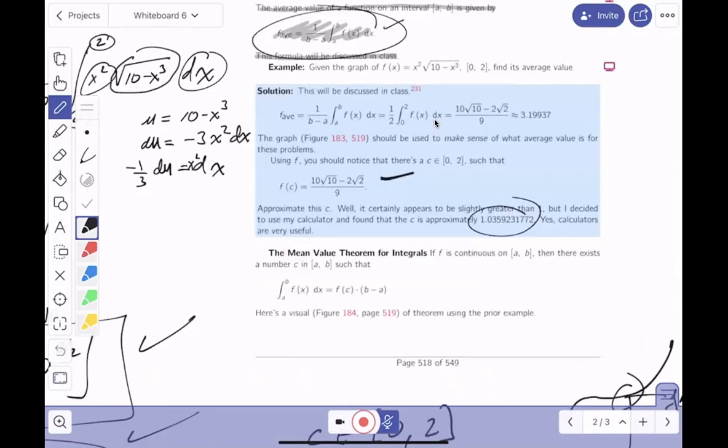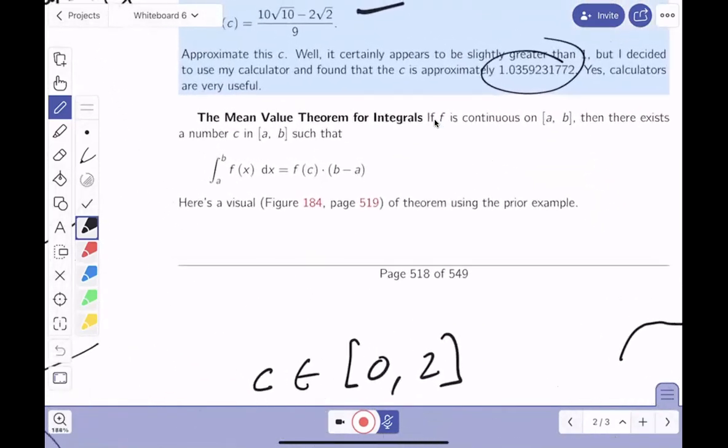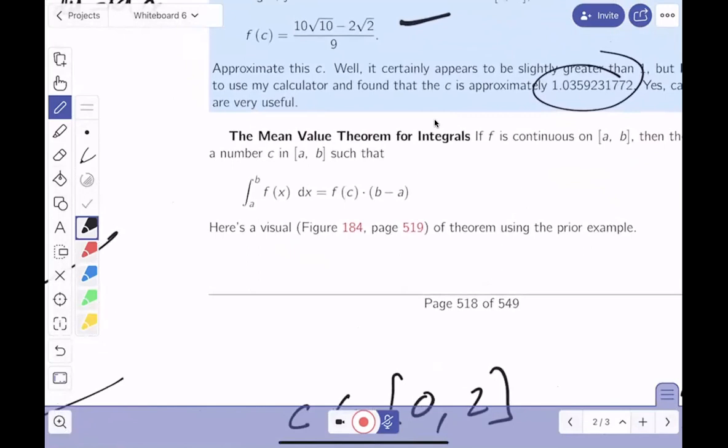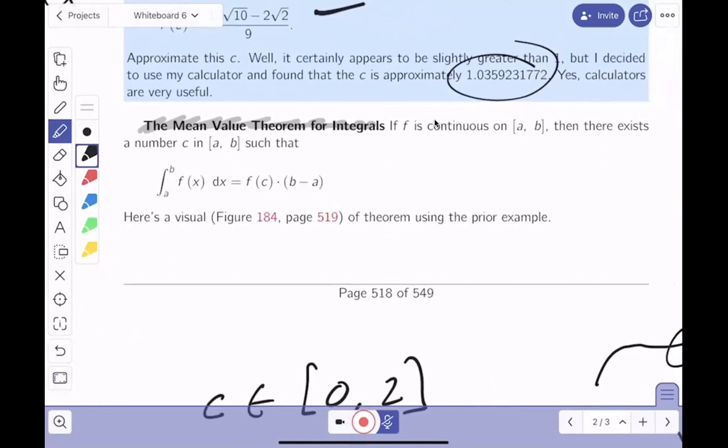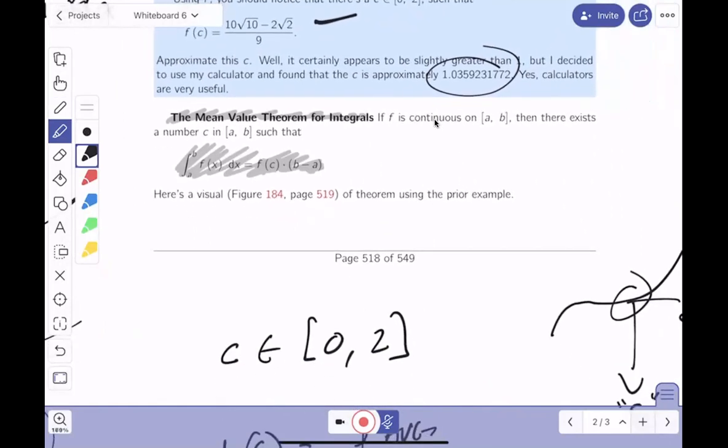Let's go over that and make sure I understand what they're saying. They're taking that average value formula, reworking it, and they get a pretty simple statement: the mean value theorem for integrals. If f is continuous on [a, b], then there exists a number c between a and b such that f of c is the average value of f of x on the interval from a to b. Real simple stuff. When I say simple, it's simple if you visualize it.